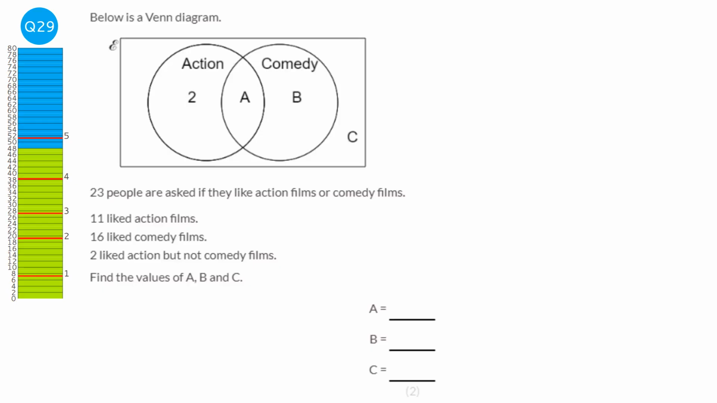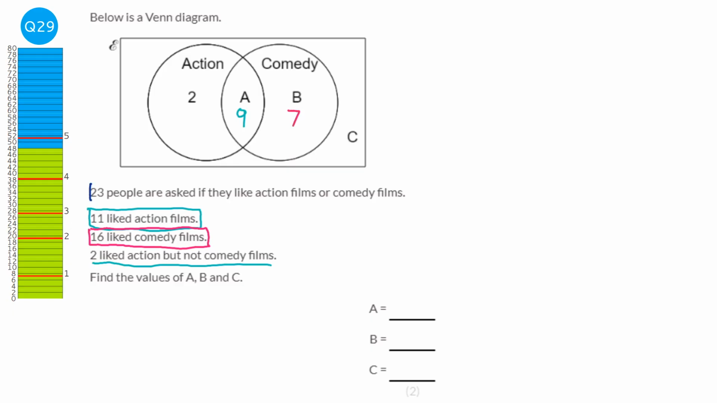So if 2 people liked action but not comedy films, and in total 11 liked action films, therefore there's going to be 9 who also liked comedy, because these two have to add up to 11. Now if there's 9 who liked action and comedy, and 16 who liked comedy in total, if we do 16 take away the 9, that leaves 7. So 7 only liked comedy.